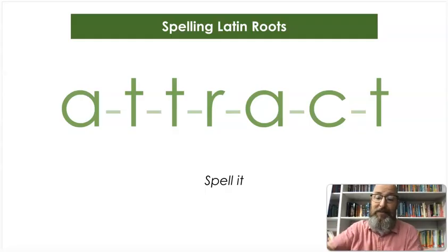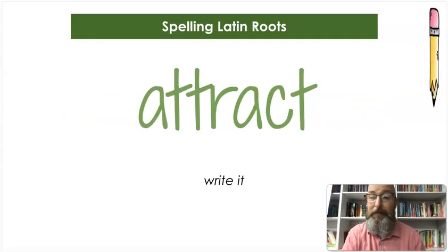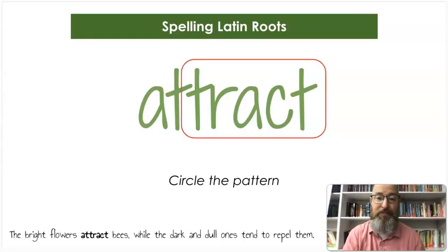A-T-T-R-A-C-T. Attract. Let's write it. A-T-T-R-A-C-T. And then let's circle that Latin root. Of course, it's still tract. The bright flowers attract bees, while the dark and dull ones tend to repel them.